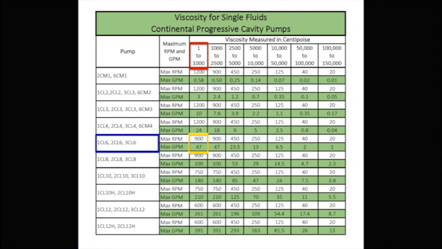And real quick for the example, we're going to slide back up to the top where it says 5,000 to 10,000 centipoise. Then we're going to slide right back down to the CL6 again, and you will see there, because of the thickness of the product, we have to slow the pump down. So now we're running at 250 RPMs with a maximum flow of 13 gallons a minute. So that is how you're going to use your viscosity chart when selecting your pump frame size.